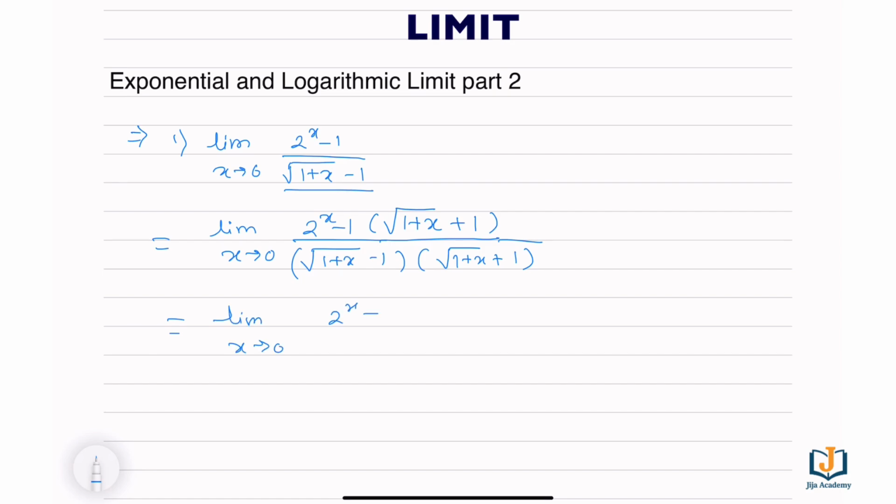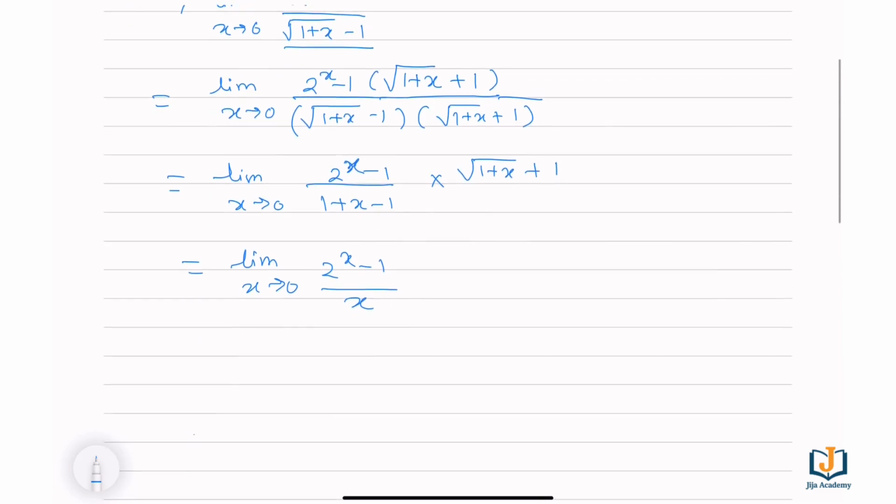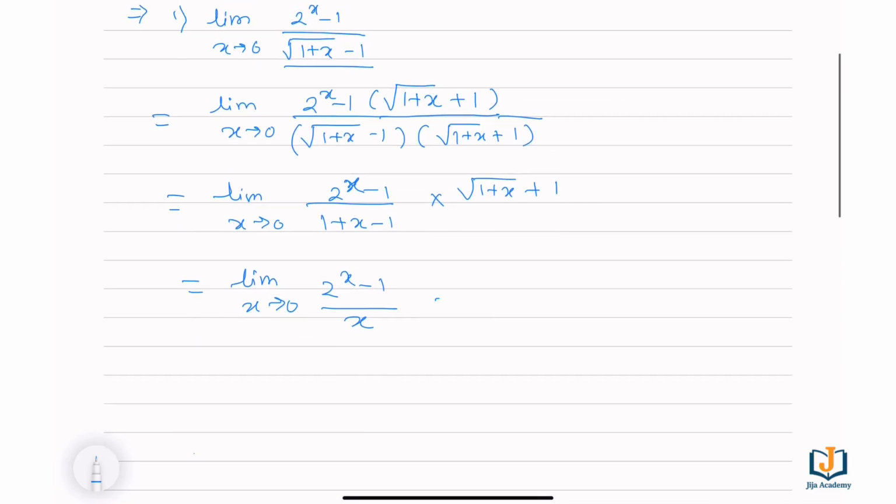(under root 1 plus x plus 1). So we get here limit x tends to 0, (2 to the power x minus 1) upon (1 plus x minus 1) into (under root 1 plus x plus 1). So we get here limit x tends to 0, (2 to the power x minus 1) divided by x, and limit x tends to 0 under root 1 plus x plus 1.